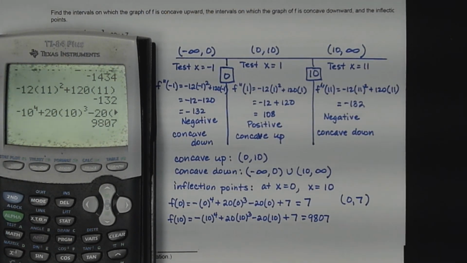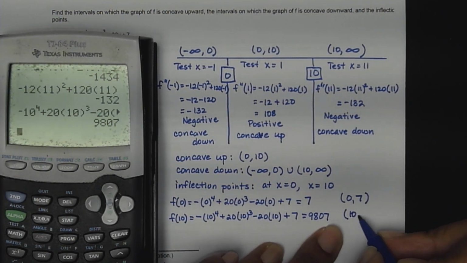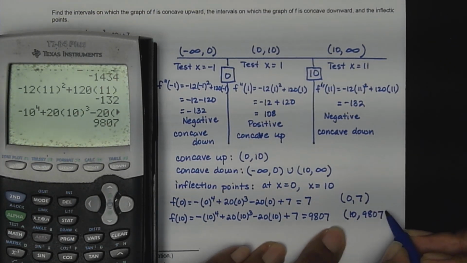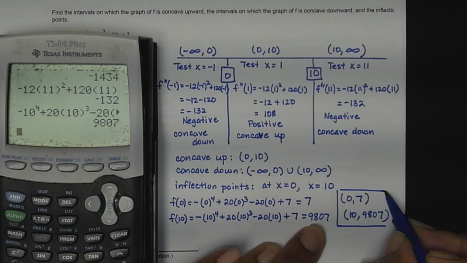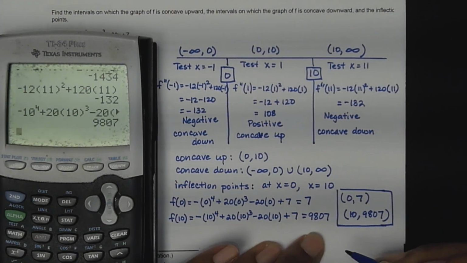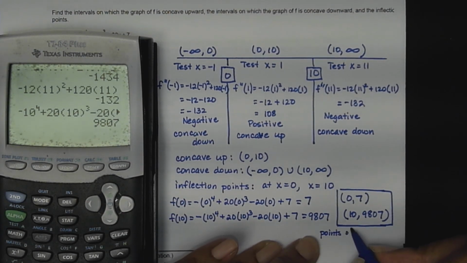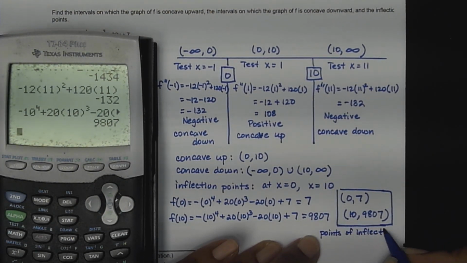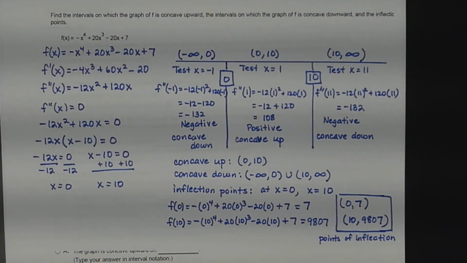I end up with 9,807. So the other point of inflection would be 10 and 9,807. These two right here are what we call points of inflection. Those are points of inflection. So here we got two of them.